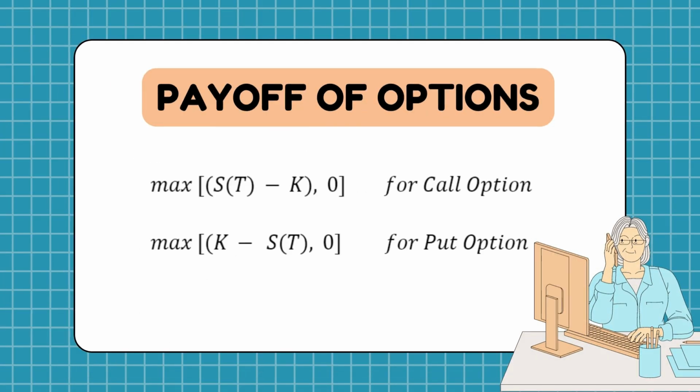To understand the pricing of option, we must first understand the payoff of call and put option, where the general payoff of call and put option is maximum St minus K, otherwise 0 for call option, and max K minus St, otherwise 0 for put option.